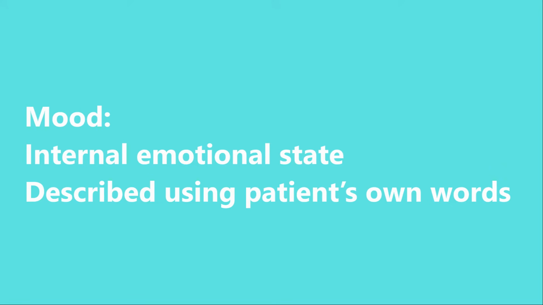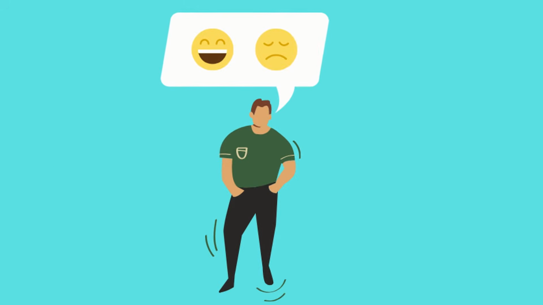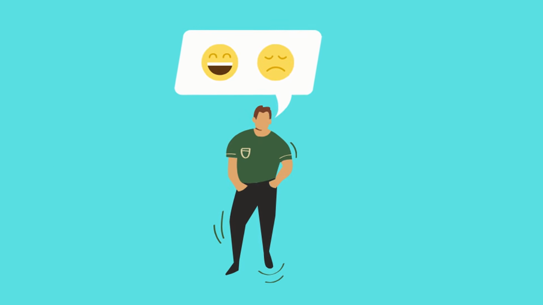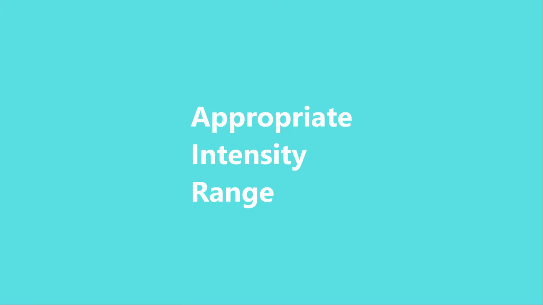To evaluate a patient's mood, it's important to ask the patient directly. Questions such as, how are you feeling? How has your mood been lately? will help you to gather information about the patient's mood. Affect is external. This is the clinician's objective assessment of the patient's mood. This is what the patient's mood appears as. There are several aspects to affect. The first one is appropriateness. The second one is intensity, and the third one is range of the affect.